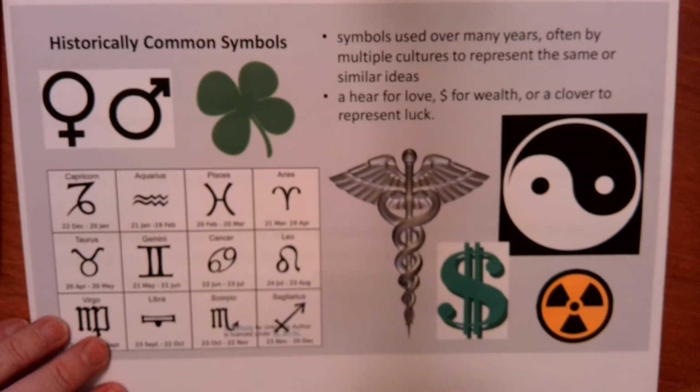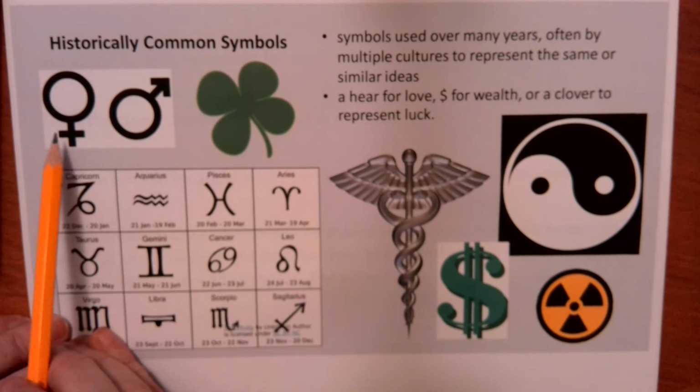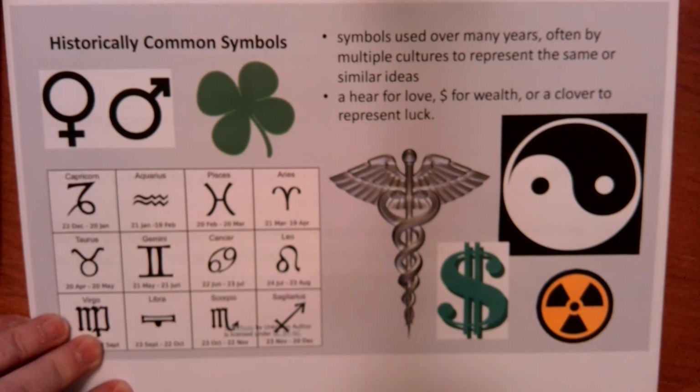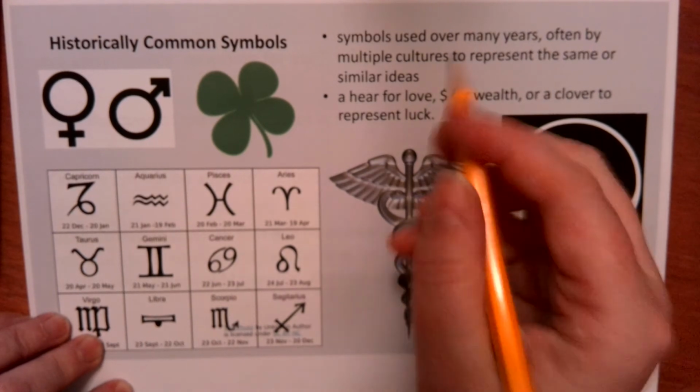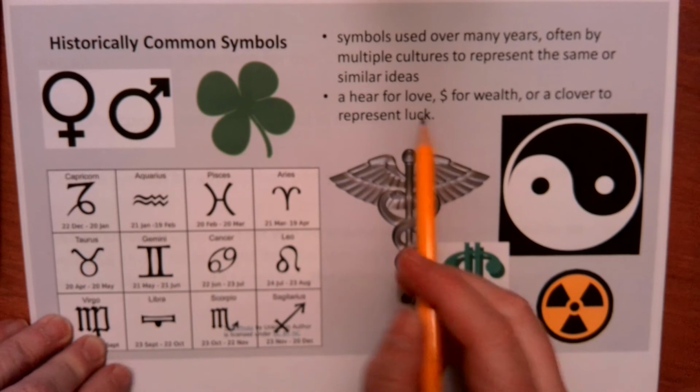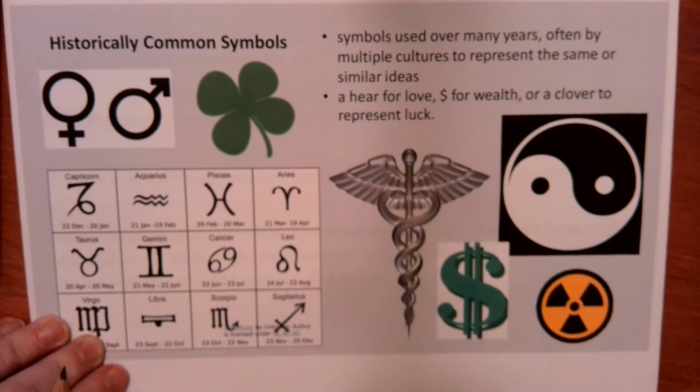Now, there are historically common symbols or more universal symbols. This is the emblem for woman, and this is the emblem for man. These are symbols that are used over many years, often by multiple cultures, and represent the same or similar ideas. So a heart for love, a dollar sign for wealth, or a clover to represent luck.